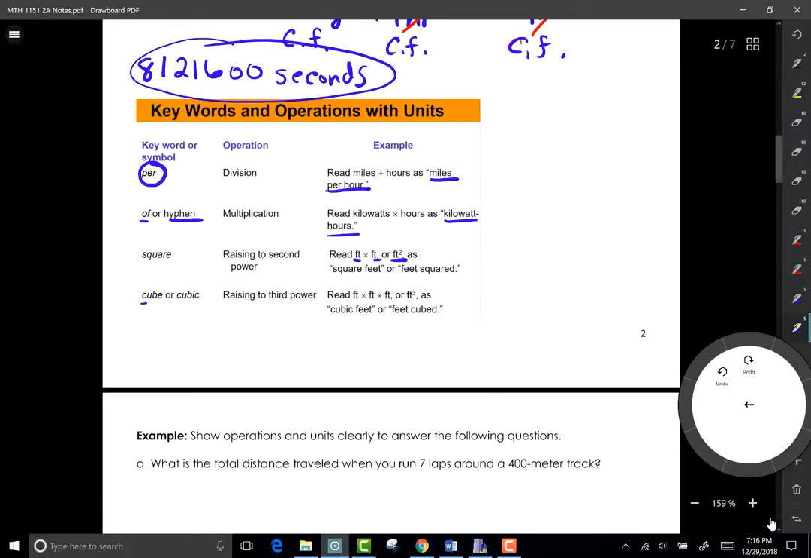And cube or cubic is the same idea, but rather than dealing with area with squares, you're dealing with volumes that are cubes, because you have the unit multiplied 3 times. Feet by feet by feet, or you can write it as feet cubed, and that would give you a volume, where this would give you an area.